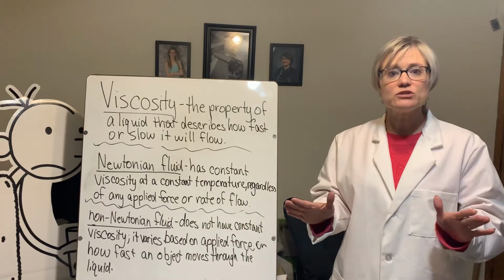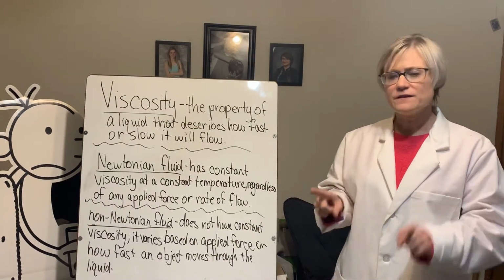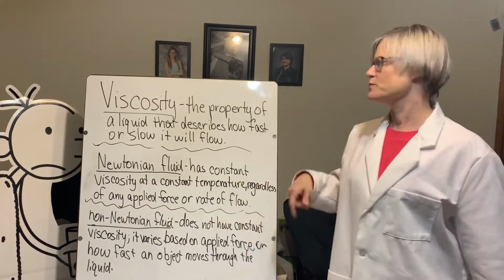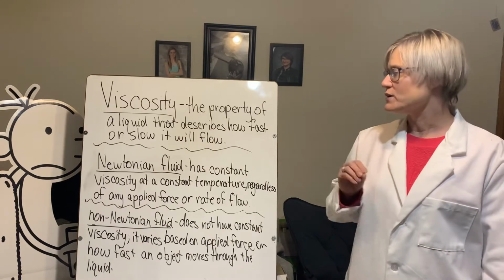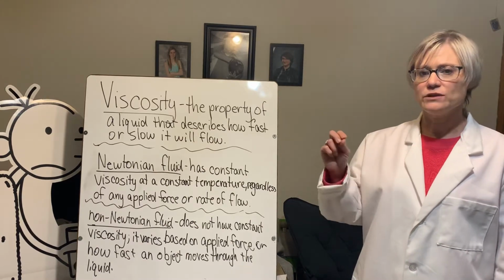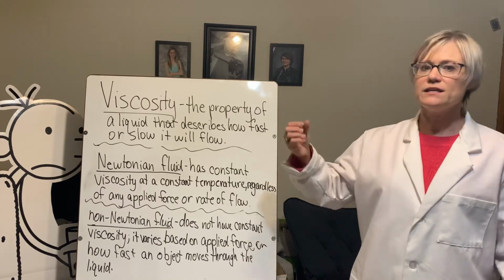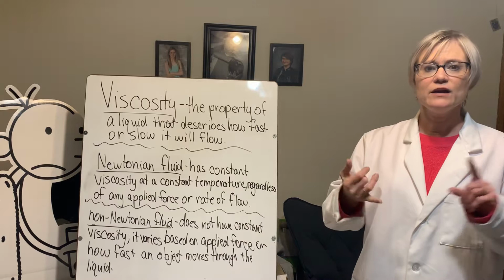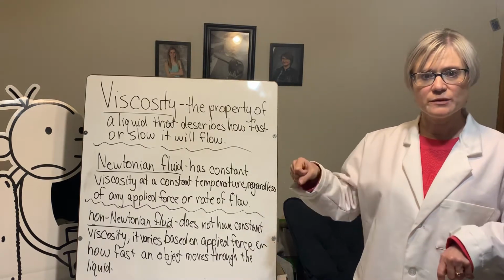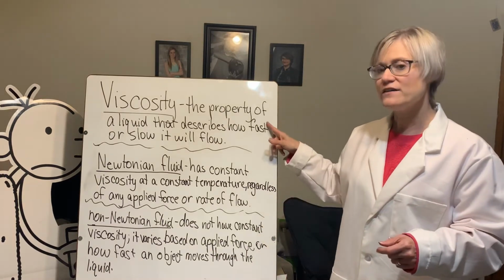So yesterday we were talking about properties of a liquid, and we were talking specifically about viscosity. So what is viscosity? Well, let's review. Viscosity is the property of a liquid that describes how fast or how slow that liquid will flow. Now remember, viscosity is affected by gravity and friction. Remember we talked about yesterday the syrup, and syrup flows very slowly. It has a high viscosity.